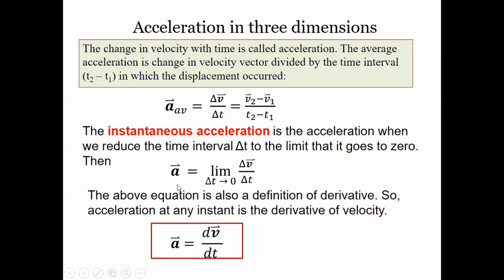In a sloppy manner, we always declare the acceleration as instantaneous acceleration, and we normally do not write in physics the word instantaneous. The above equation is again defining the derivative, and it is a derivative of velocity with respect to time. So here we write that the acceleration vector is equal to the first derivative of the velocity vector.